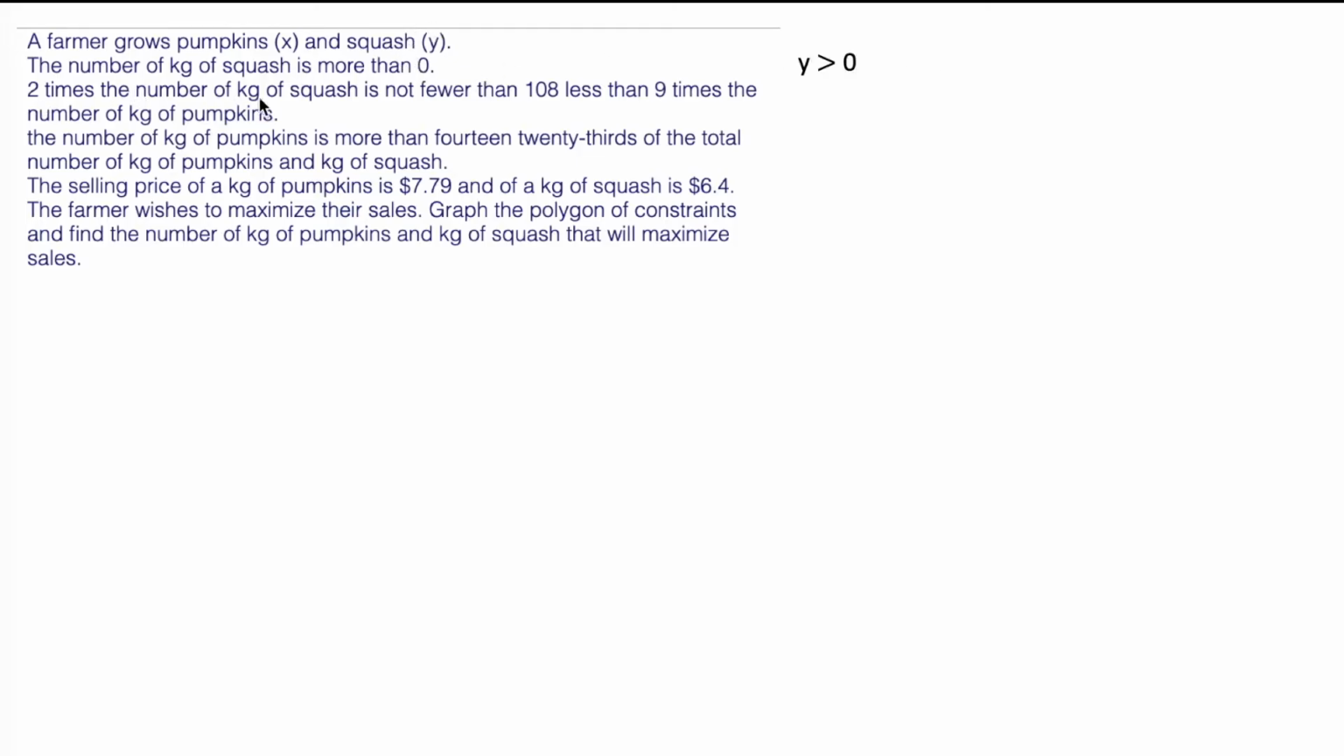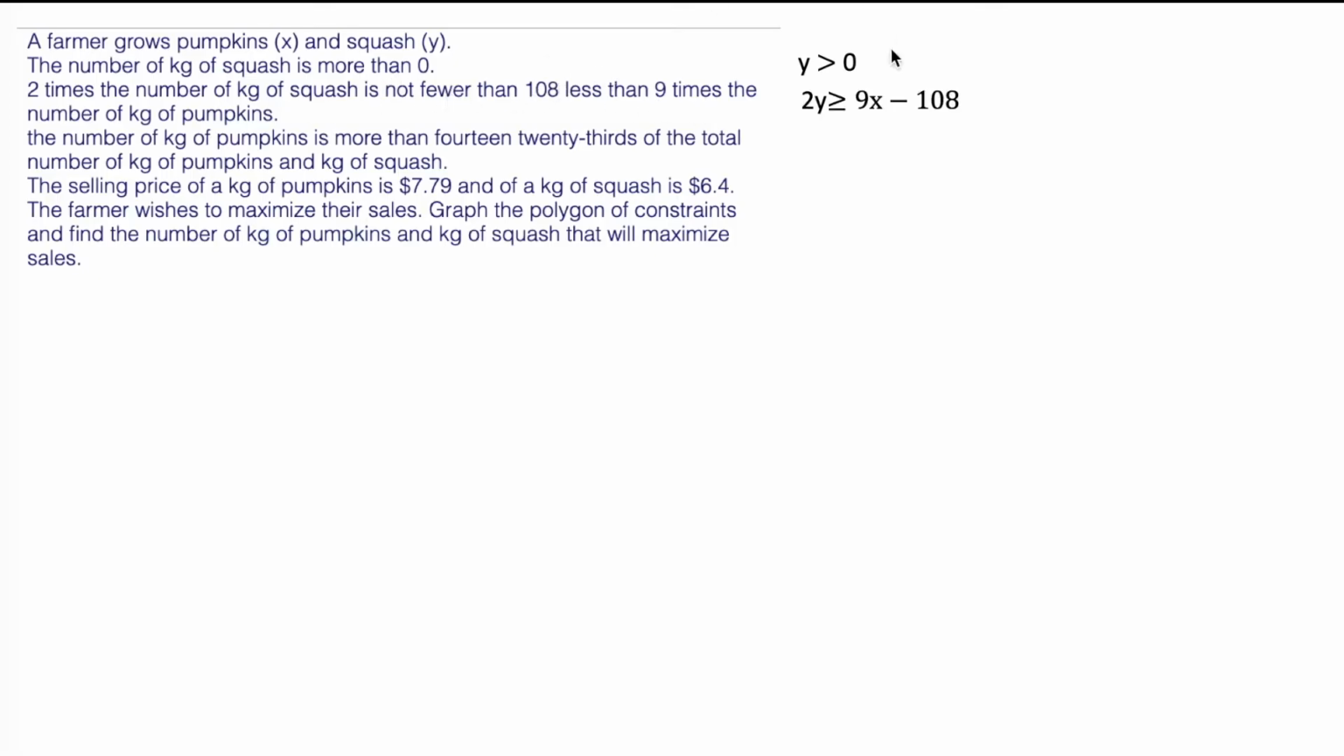2 times the number of kilograms of squash, that's 2Y, is not fewer than, that means greater than or equal to, 108 less than what? 9 times the number of kilograms of pumpkins, so 9x. Then you have to put the 108 less than after it. 108 less than what? 9 times the number of kilograms. It's going to be 9x minus 108.